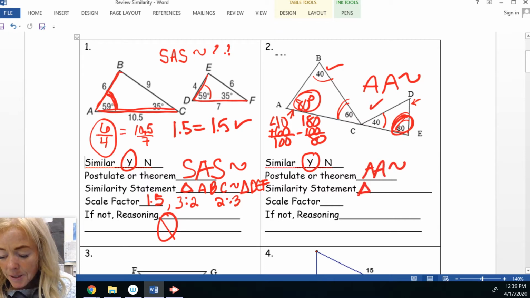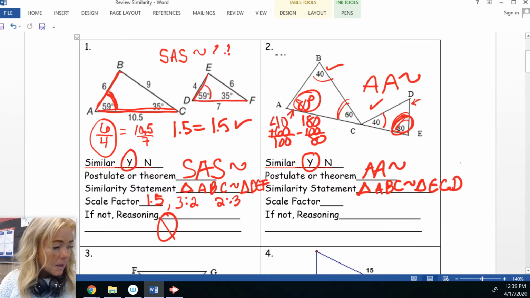And the similarity statement would be triangle, we'll go 80, 40, 60. ABC is similar to triangle 80 is E, 40 is C, and 60 is D. All right.